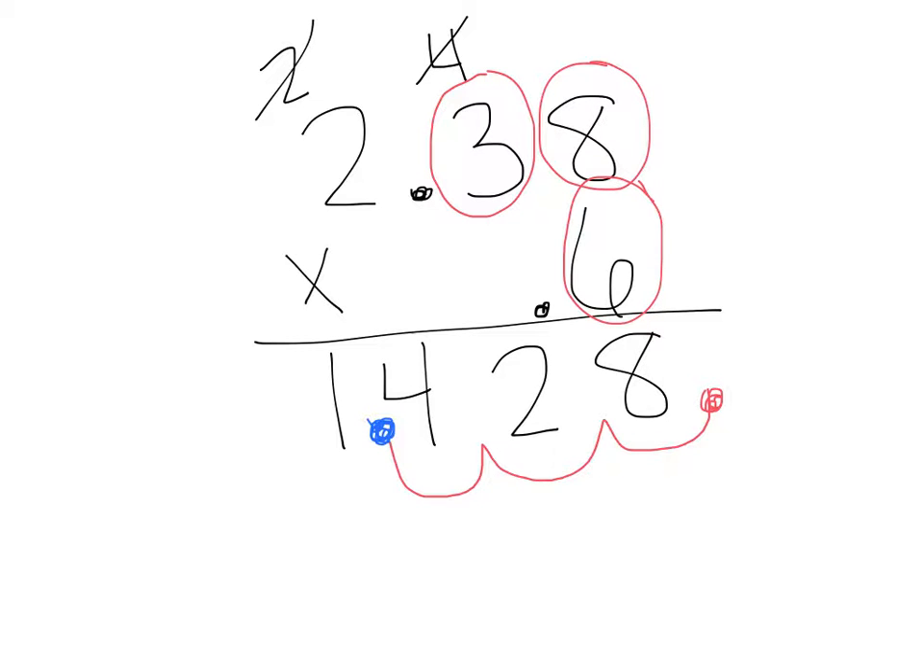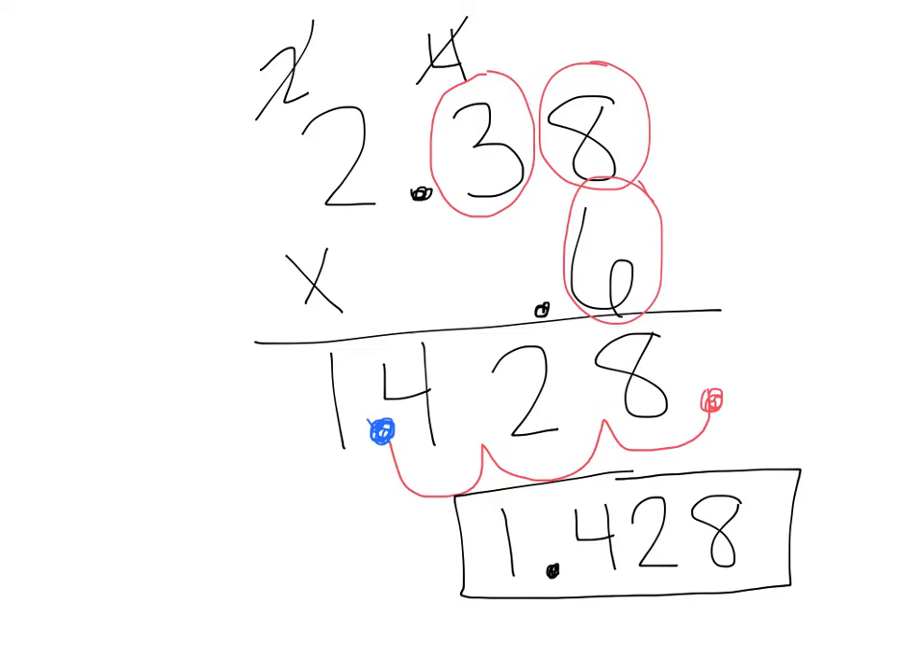Now again, when you're writing your final answer, you want to write it nice and neat. So we're going to write our final answer as 1 and 428 thousandths.